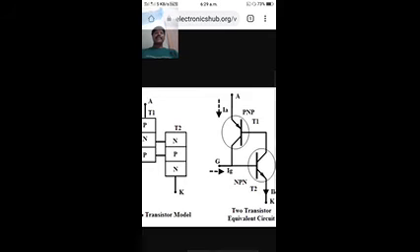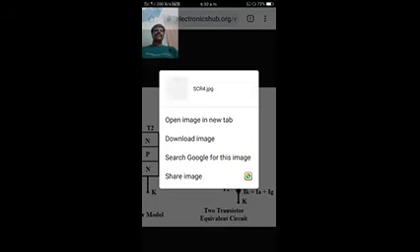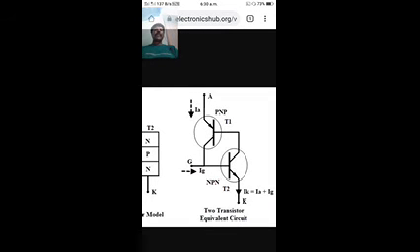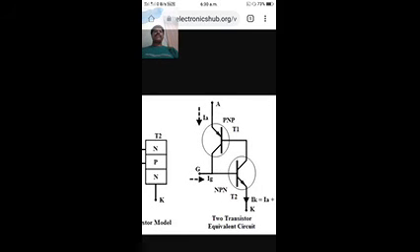Small gate current is applied to the base of the transistor T2, so its collector current increases. When we apply a small gate current at transistor T2, its collector current increases, which is also the base current of T1. So the collector current of T1 also increases, and the device enters into conduction.